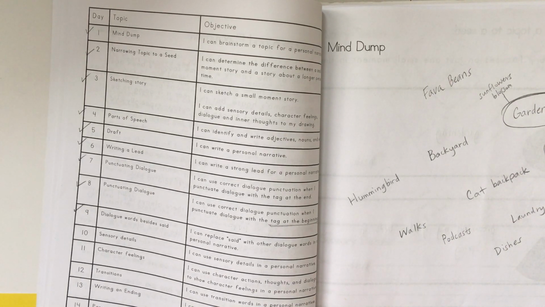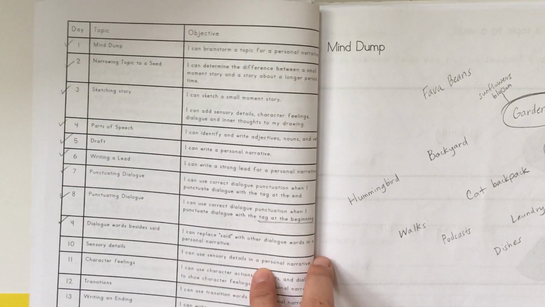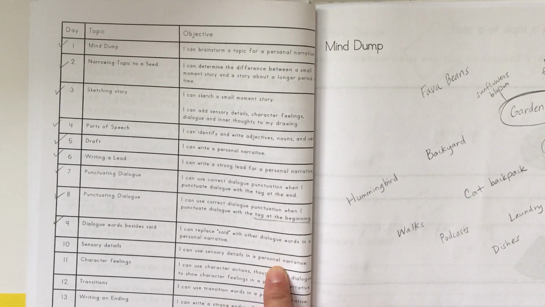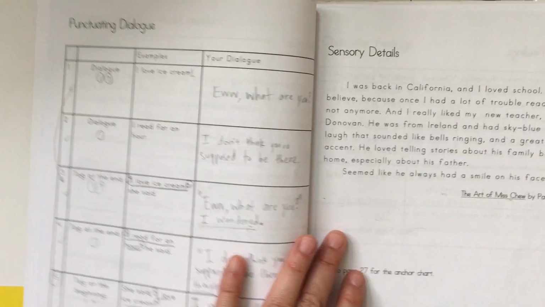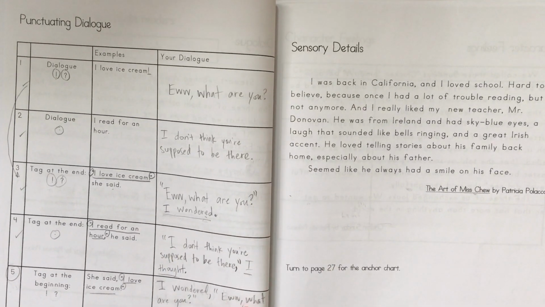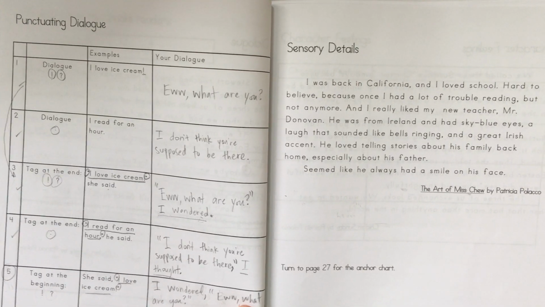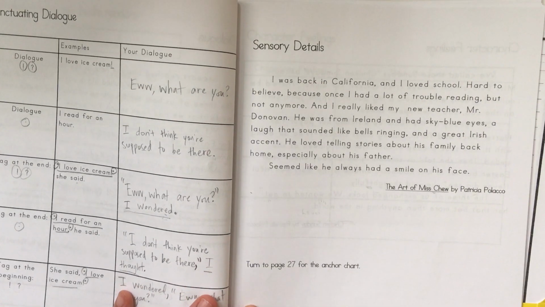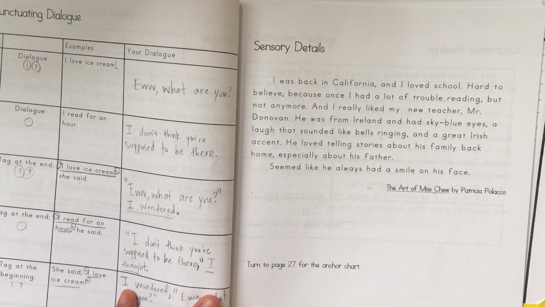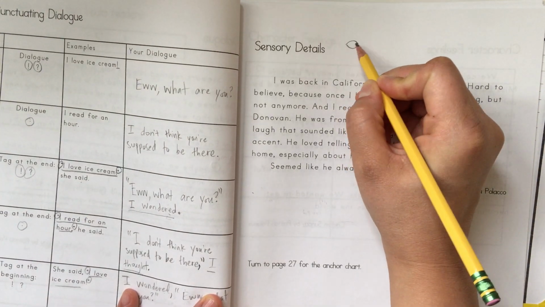Second graders, today we're working on lesson 10, sensory details. The objective: I can use sensory details in a personal narrative. Turn to page 33 in your yellow folder. You're going to see a page from the book The Art of Miss Chu by Patricia Polacco. We are going to hunt for sensory details in this text. Remember that sensory details are things that you would see.